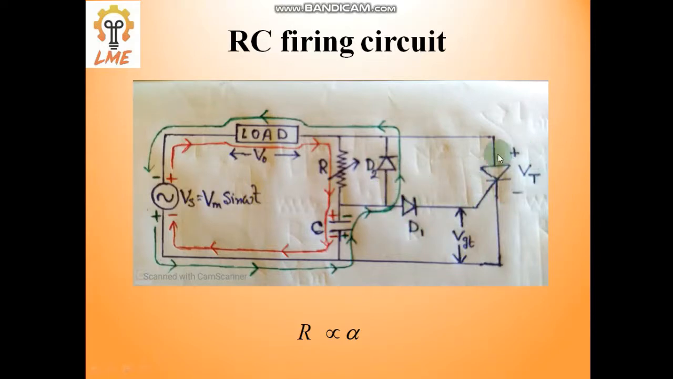Here, this is the load, this is the supply voltage, and we are using two auxiliary diodes, D1 and D2, and this is our SCR. In the SCR, this is the anode terminal, this is the cathode terminal, and this is the gate terminal. We have to provide some positive signal across this gate terminal, then only this SCR will be on when the anode is positive and the cathode is negative.